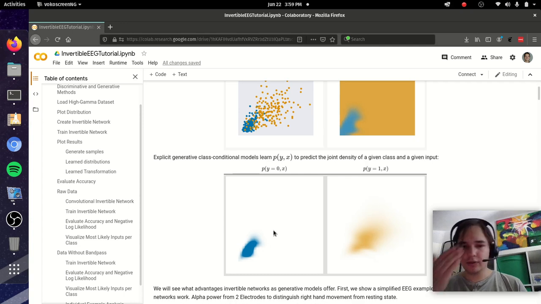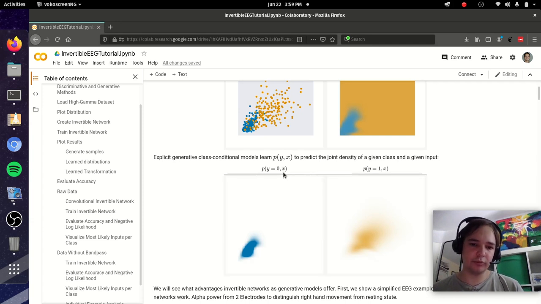It will learn the joint density between any possible input class and any possible input point. So for the blue class, you will see that the probability density of that class is kind of clustered in this region, and for the orange class it's a bit more spread out and in a different location.